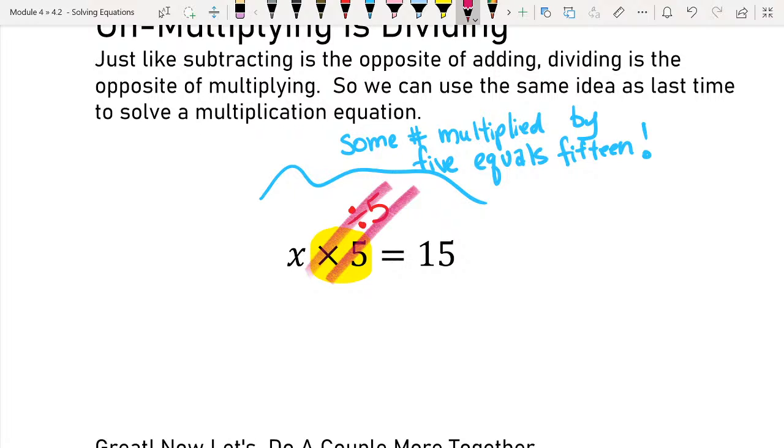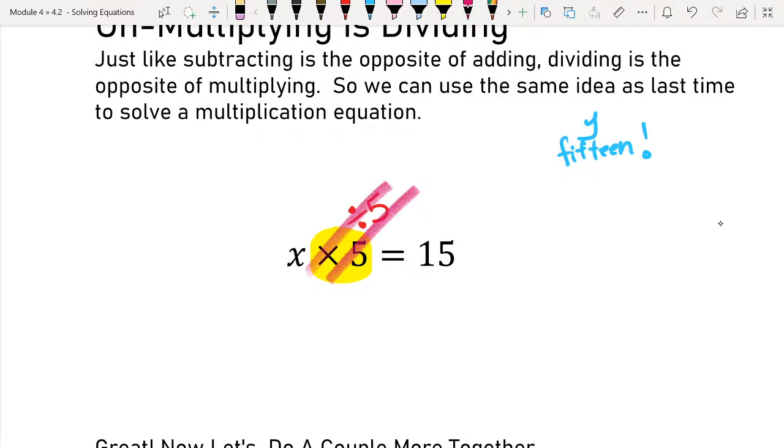Now, the thing to keep in mind is that if we divide one side by 5, we must divide the other side by 5, because that's how an equation works. You always have to do the same to both sides. So we can say the opposite of multiplying by 5 is dividing by 5.